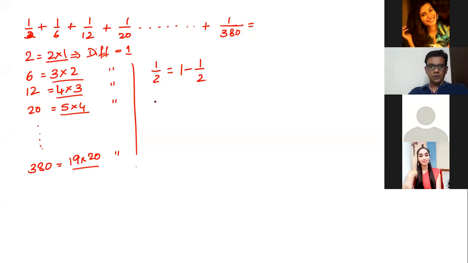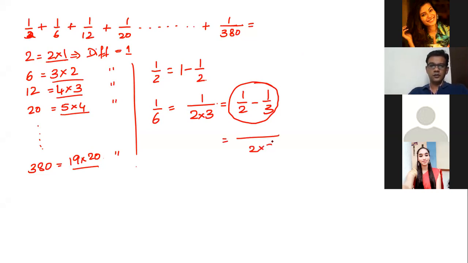Can I write 1 by 6 as 1 divided by 2 into 3? This is the same as writing 1 by 2 minus 1 by 3, correct? Try to solve this. When you solve this, the denominator becomes 2 into 3, 3 into 1 is 3, 2 into 1 is 2, so 3 minus 2, so this is 1 by 6, correct?